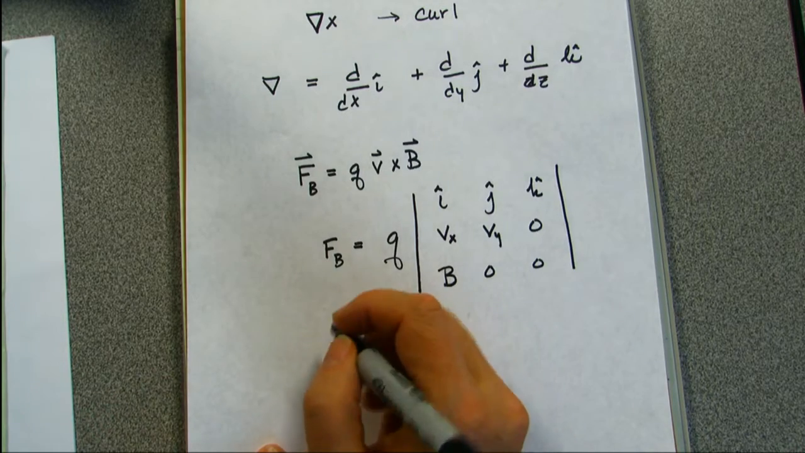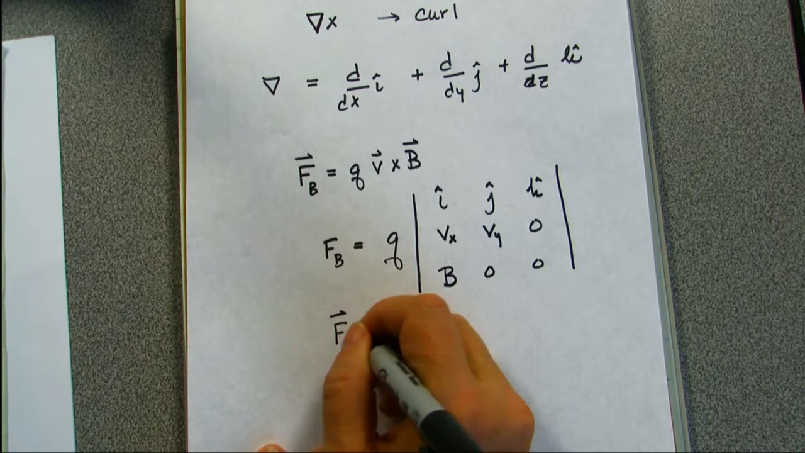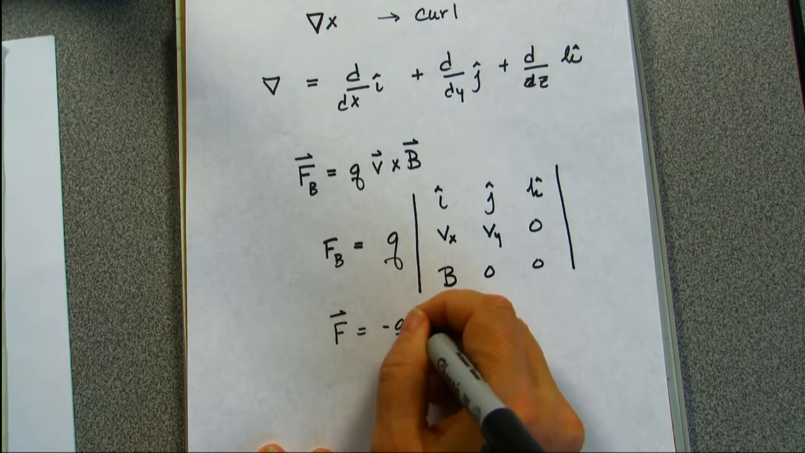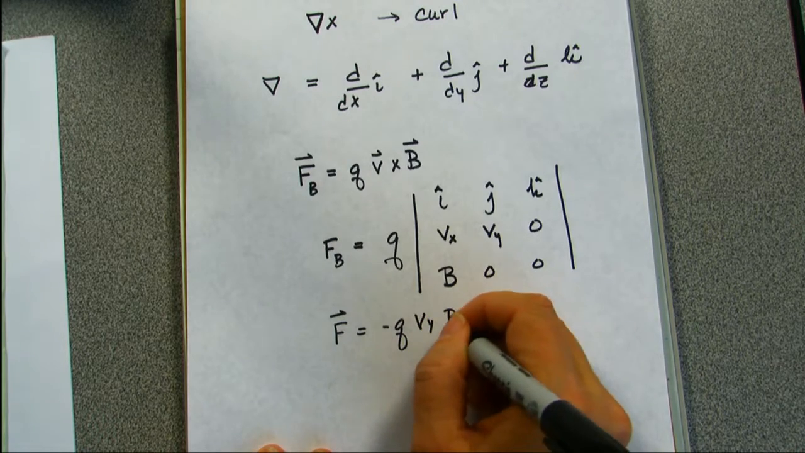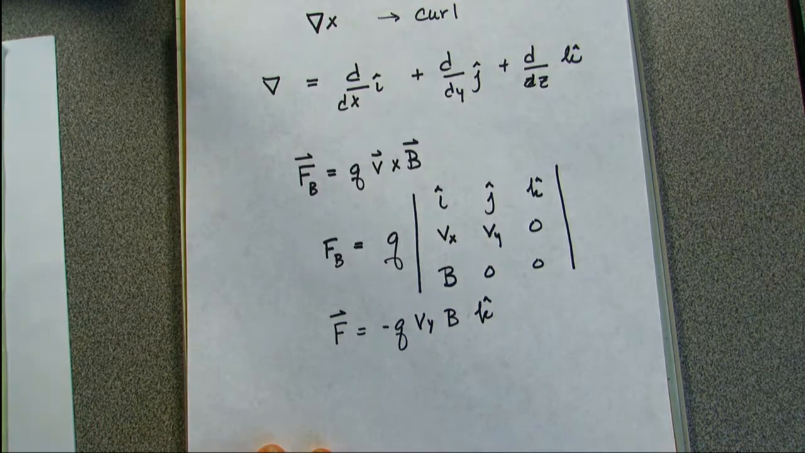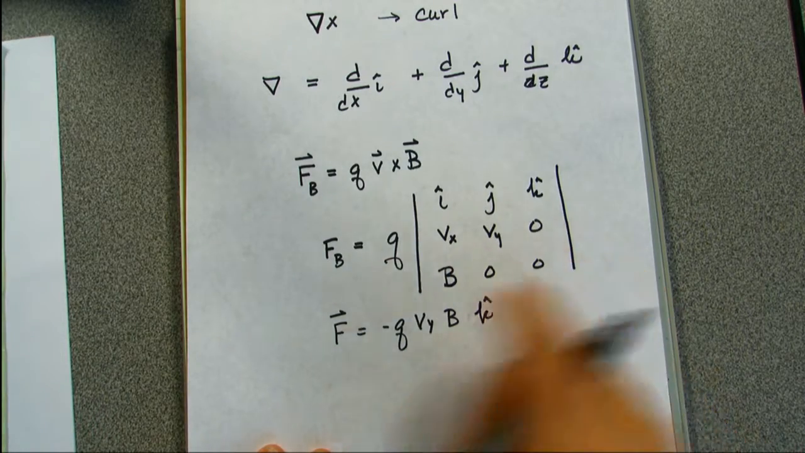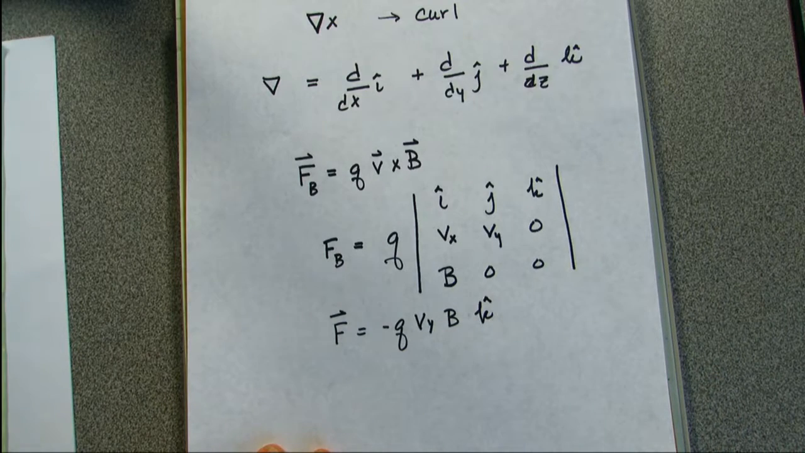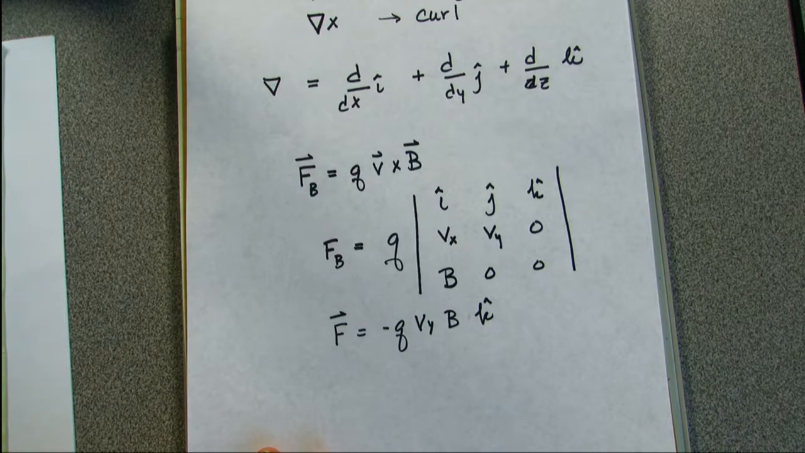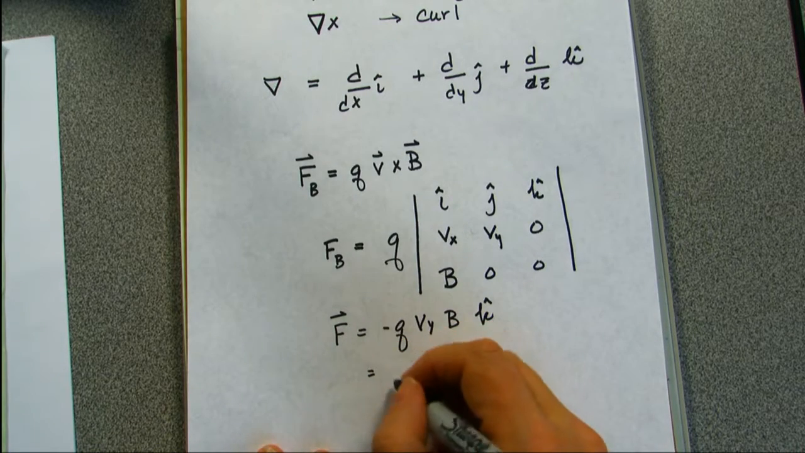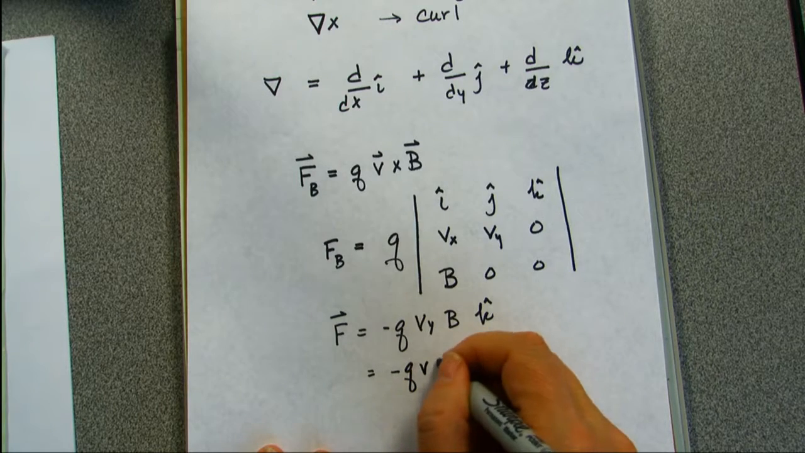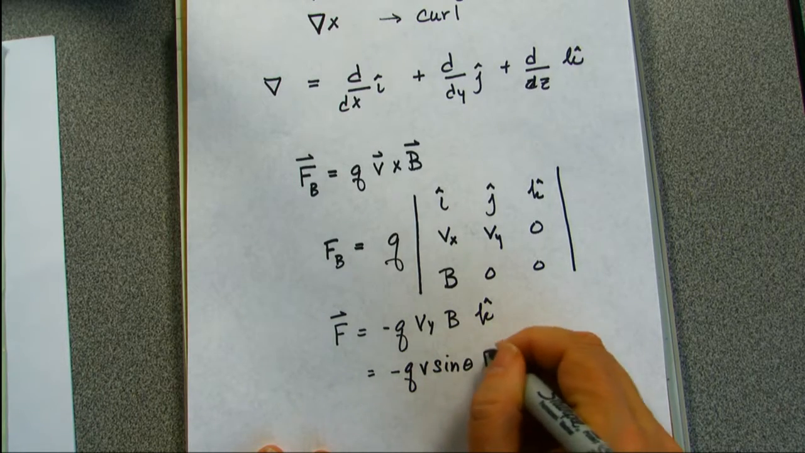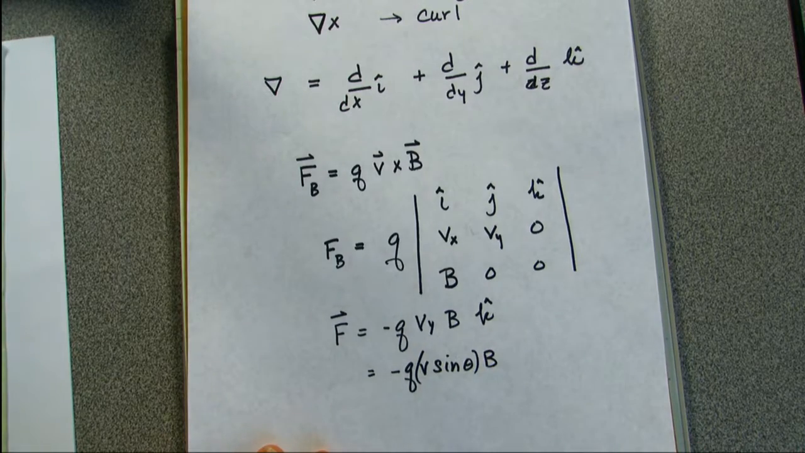And this will end up being, if I do this, I end up with minus q v_y B in the k direction. If my velocity is in the xy plane, it has no k, but now you see that the force actually pushes it in the k direction. And this is v_y. And I can show you, this is also where you get your sine of your angle, because if I go back and look at it, I can put my sine of my angle in there.